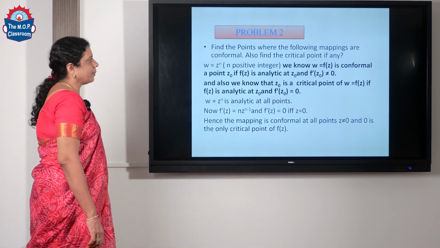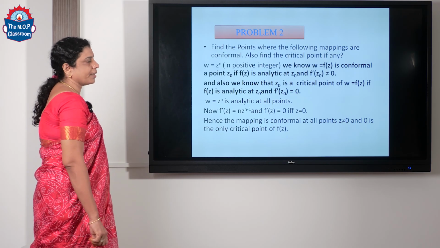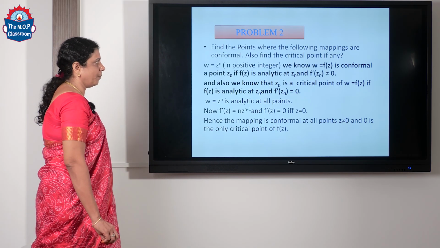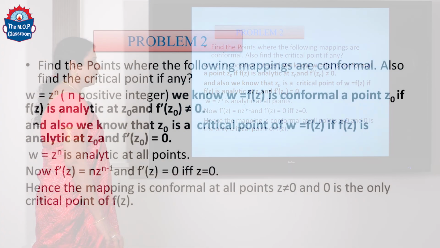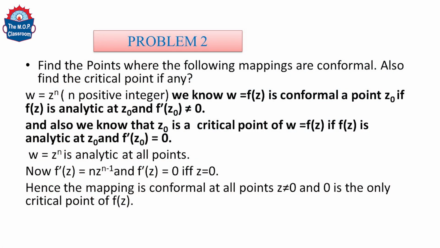Now, similarly another problem, we are going to find the points where the mappings are conformal and the critical point. So, already we have defined what is a conformal. In a conformal mapping, the derivative is not equal to 0 at the point z naught. Here, w equal to z power n. We know that a conformal mapping at z naught requires f of z to be analytic and f dash of z naught not equal to 0.